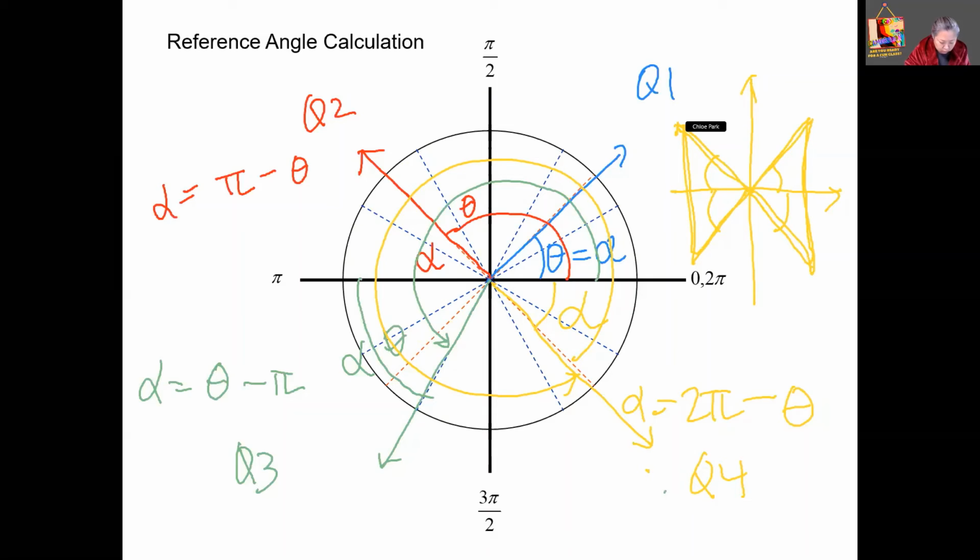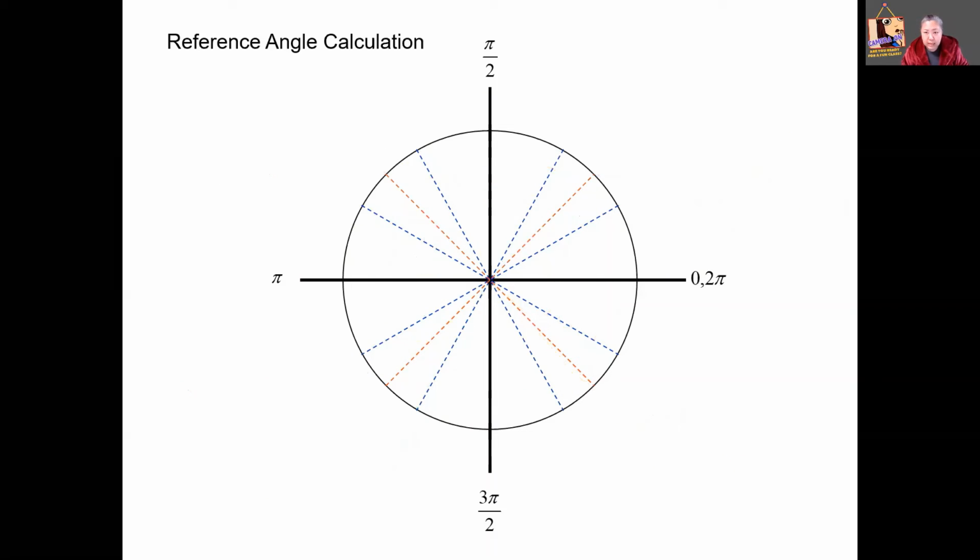So quadrant 1 is the same. Quadrant 2 is this much. Quadrant 3 is the other. It's a mirror image. And quadrant 4 is a mirror image of quadrant 1. So 1, 2, 3, 4 goes by this. Either way. Okay. Before we see actual examples, any questions so far?